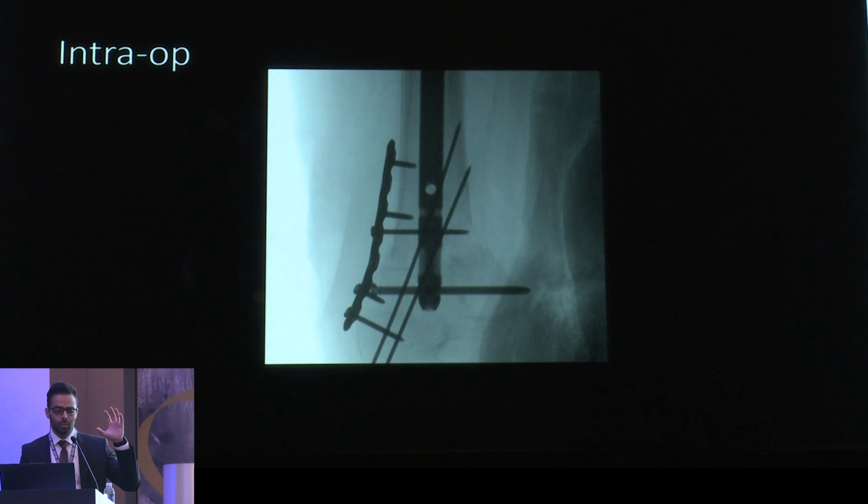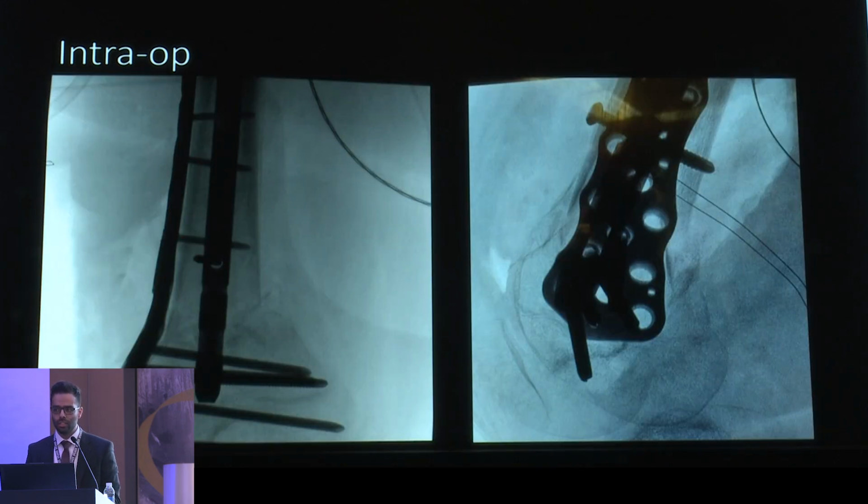Once I was happy with the fixation proximal, I then corrected the rotation after examining the patient, which was found to be around 20 degrees of excessive external rotation of his distal femur. Once the correction was done, I then flipped the patient supine to fix his distal femur fracture.